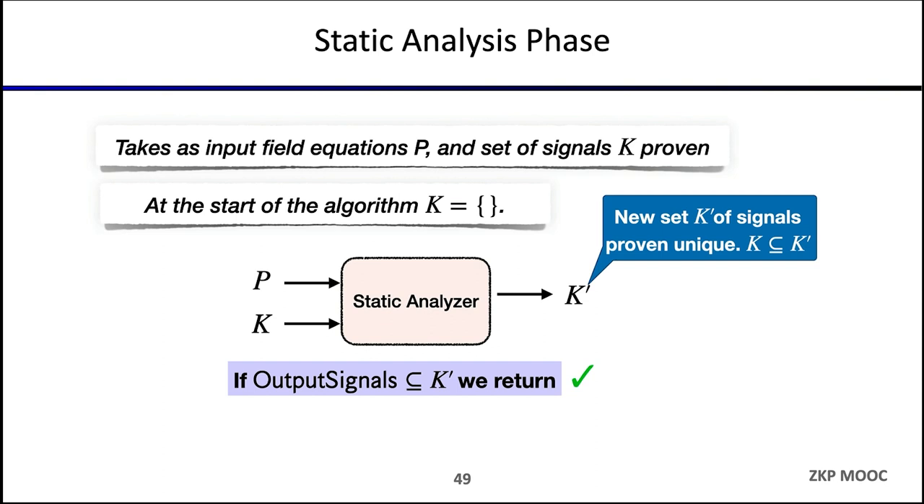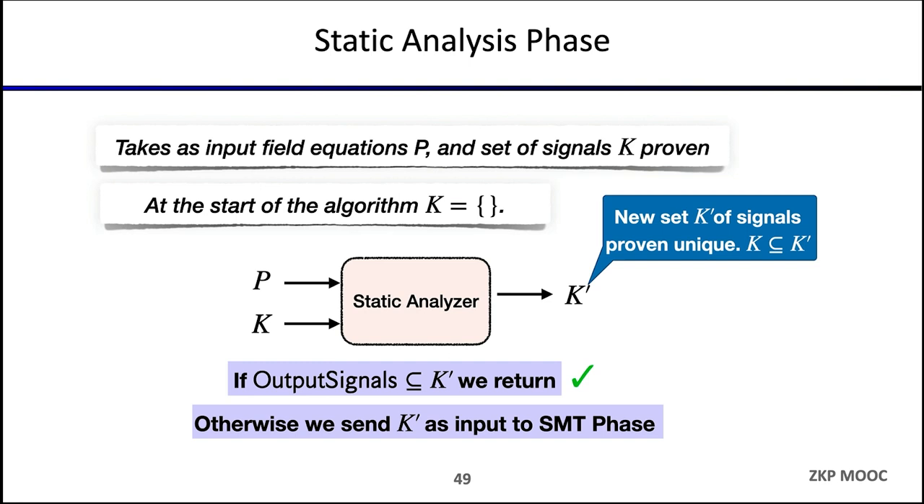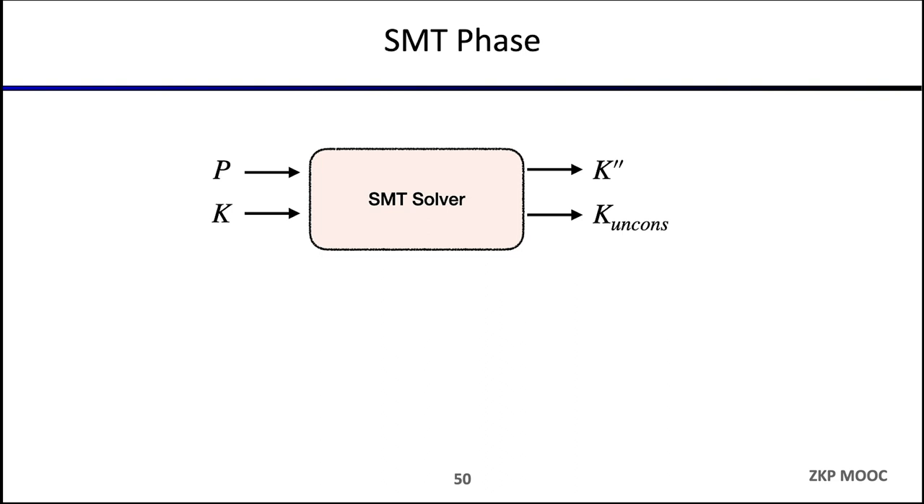On the other hand, because there might be scenarios that cannot be reasoned about using static analysis, it passes K prime as the input to the SMT phase. The SMT phase has a similar interface in that it takes as input the constraint P as well as a set K that has been proved to be well constrained. It returns K double prime, which contains a set of signals proved to be well constrained, as well as K under-constraint, which is a set of signals proved to be under-constrained.